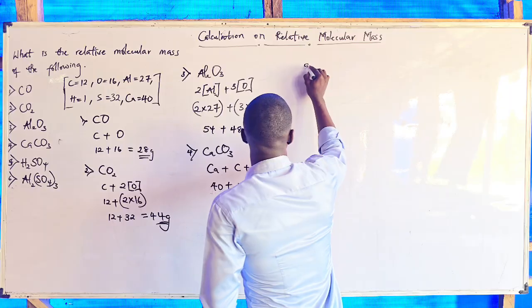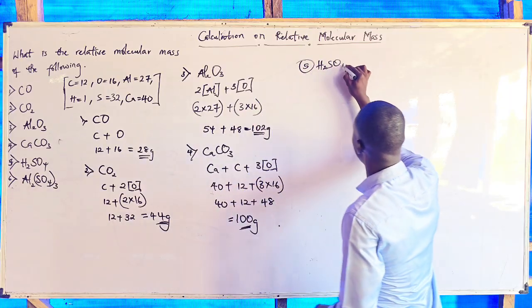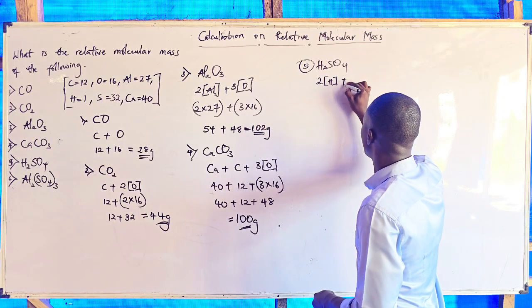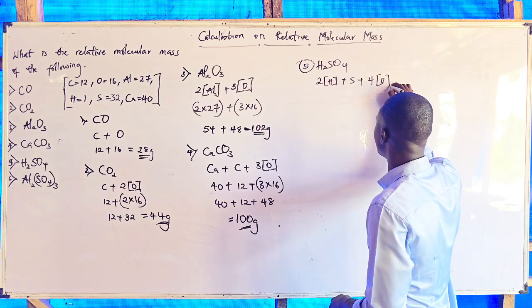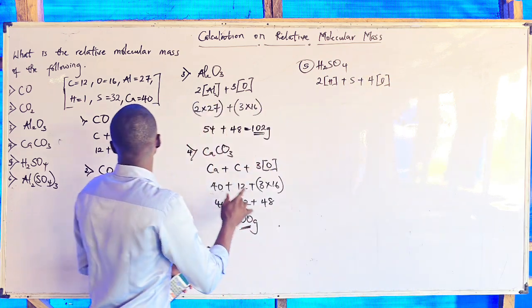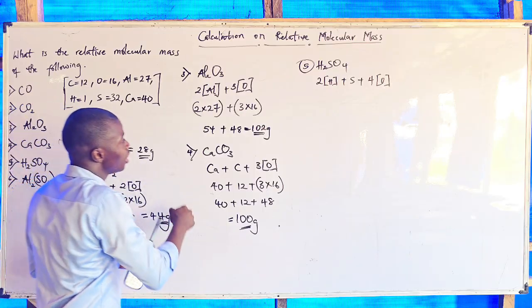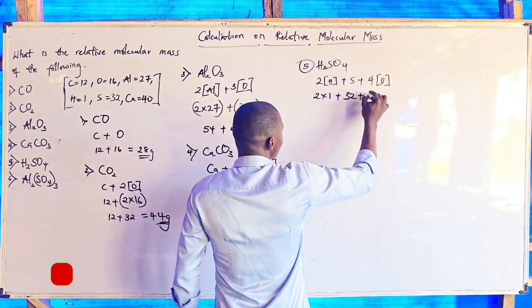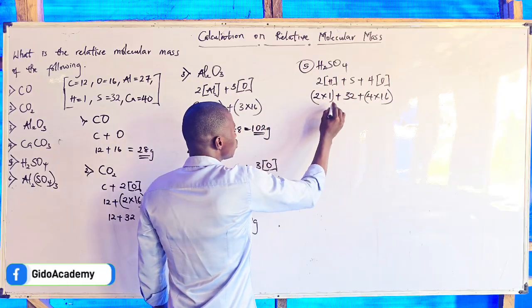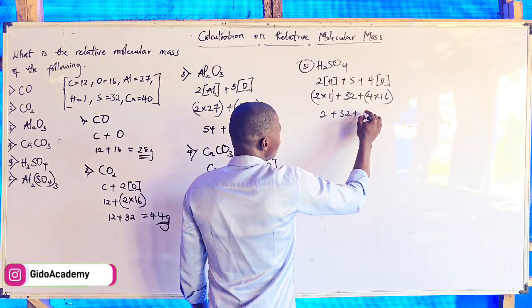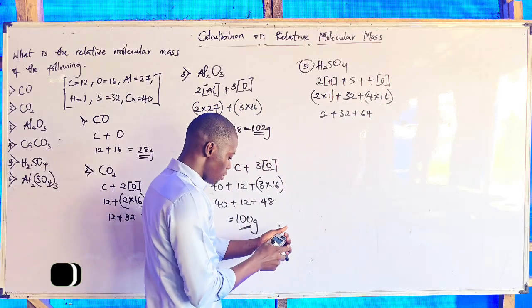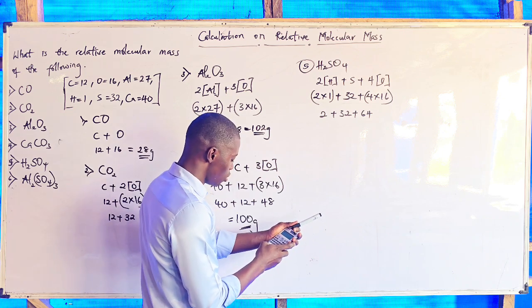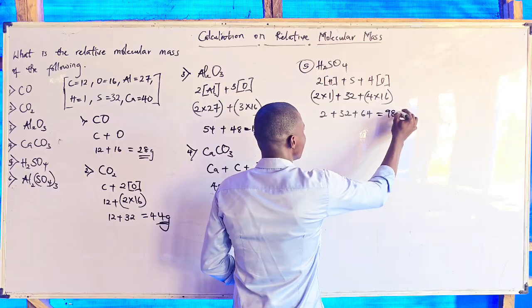Then number 5 is H2SO4, that's hydrogen tetraoxosulfate VI. So we have 2 hydrogen plus 1 sulfur plus 4 oxygen. After getting this, what is the atomic mass of hydrogen? It is 1. You say 2 times 1 plus sulfur, which here is 32, plus 4 times 16. 2 times 1 will give us 2, plus 32, plus 4 times 16, which gave us 64. Then 64 plus 32 plus 2, everything here is equal to 98 grams.